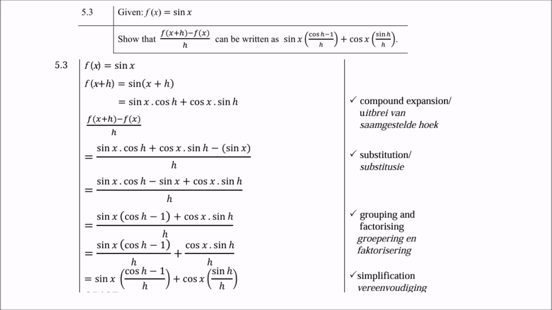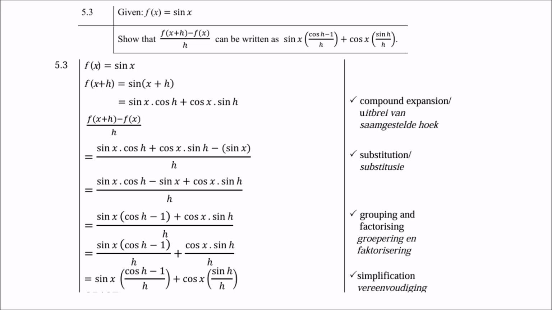So where do we start? Remember, given was that f of x is sine of x. But in the compound formula, we also need x plus h. So therefore, f of x plus h is then the sine of x plus h. So once we've established that, then look at sine of x plus h. Isn't that a compound identity? So let's expand it the way you know it. Sine x cos h plus cos x sine h.